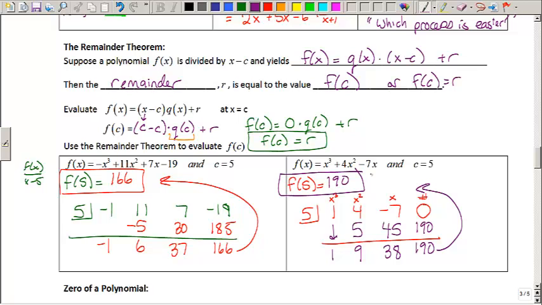I find it a whole lot easier to do the synthetic division than to actually plug it all in, unless I had a calculator, and then they're about the same. So the remainder theorem helps you evaluate a function at a number without actually plugging in the values, just using synthetic division with that c.